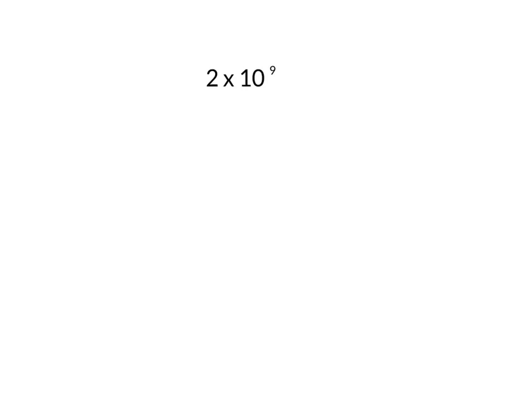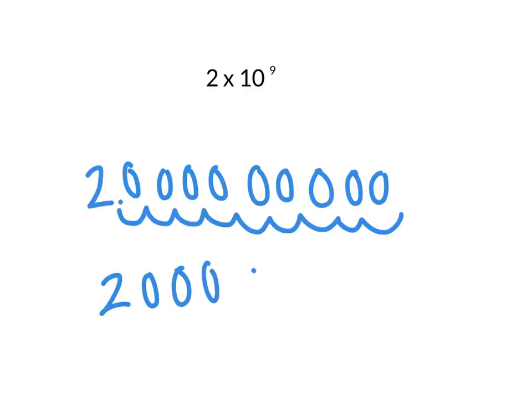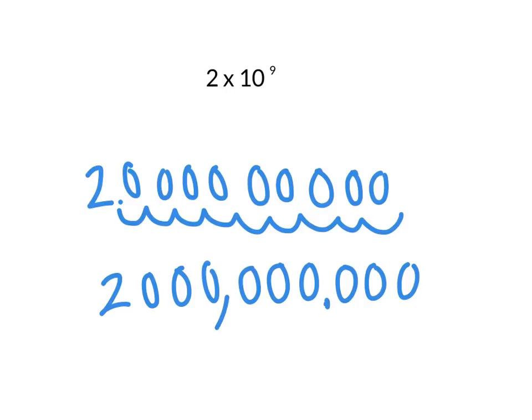And the last one, 2 times 10 to the 9th. This exponent is positive, so I will be making a large number. And right now my decimal point is right there. I add in 9 place values. 1, 2, 3, 4, 5, 6, 7, 8, 9. And in this case, I am adding in 9 zeros because my decimal was at the end of the number. So it's a little bit easier because it's just 9 zeros. And we end up with 2 billion.